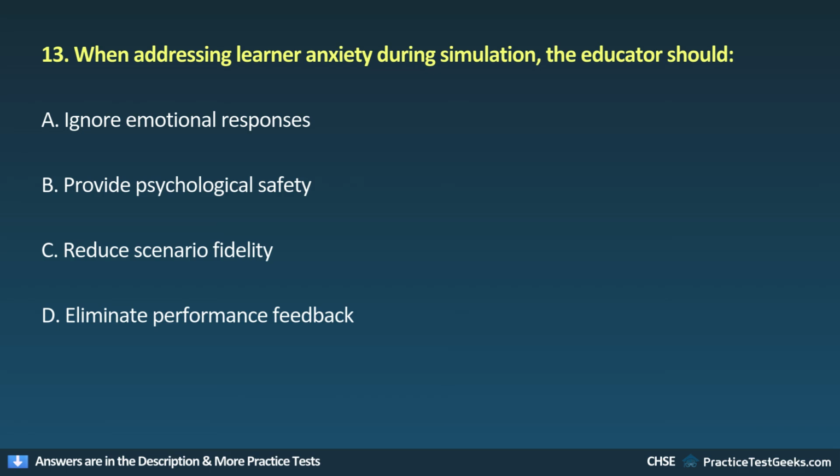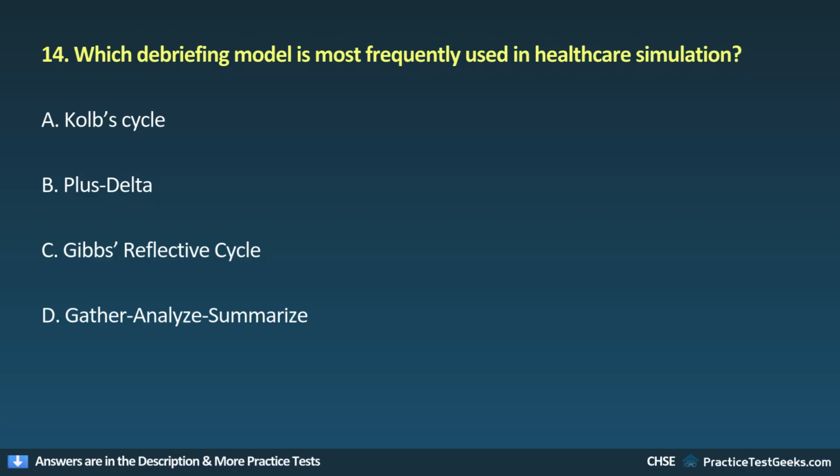13. When addressing learner anxiety during simulation, the educator should A. Ignore emotional responses. B. Provide psychological safety. C. Reduce scenario fidelity. D. Eliminate performance feedback.